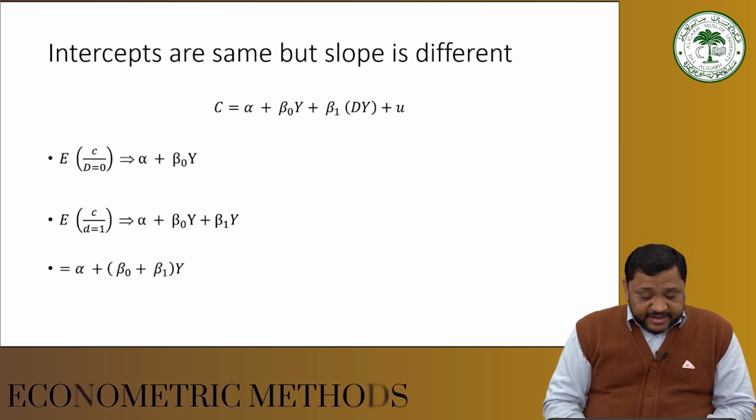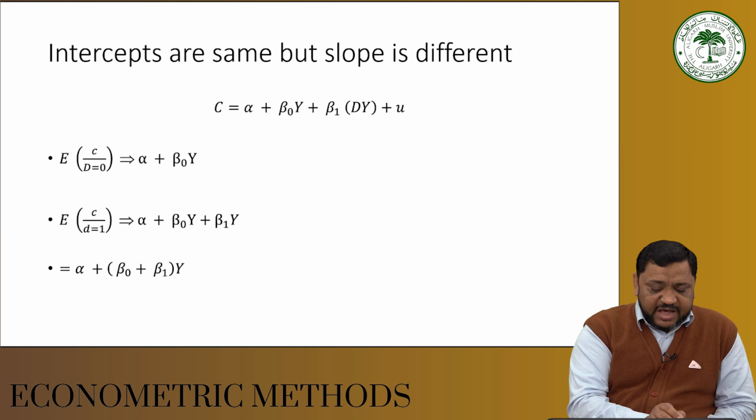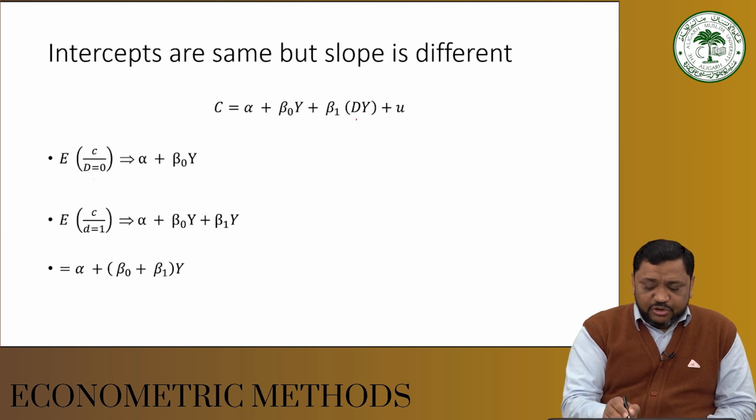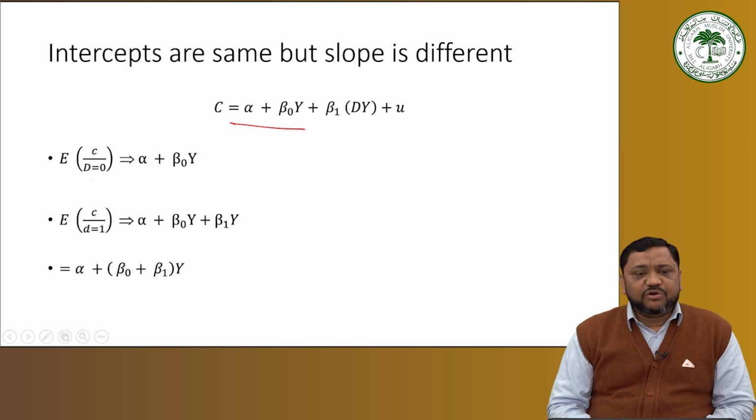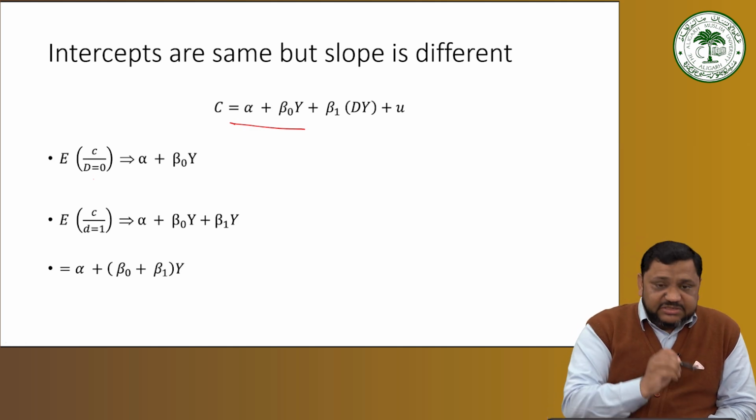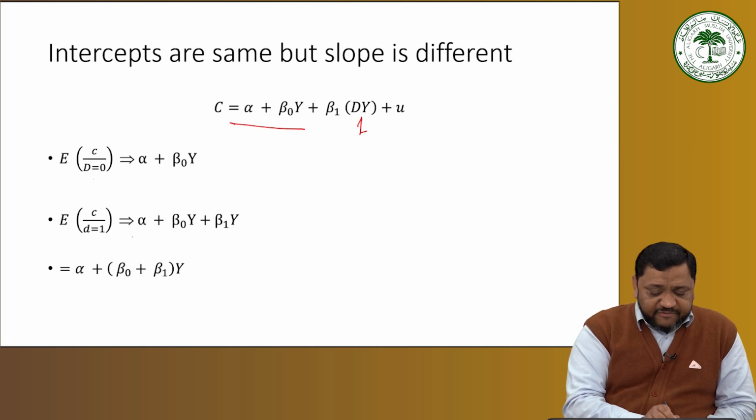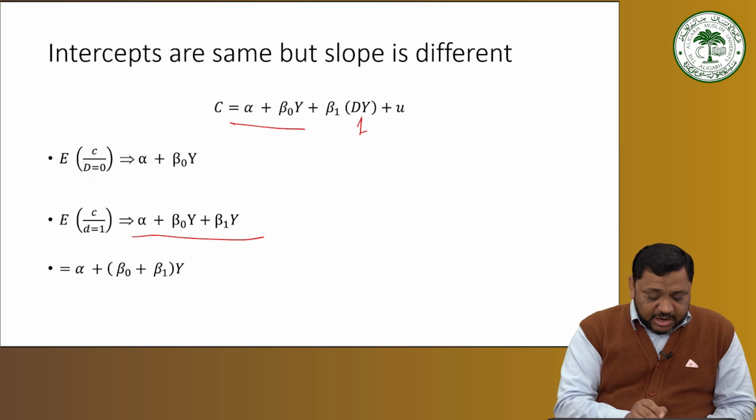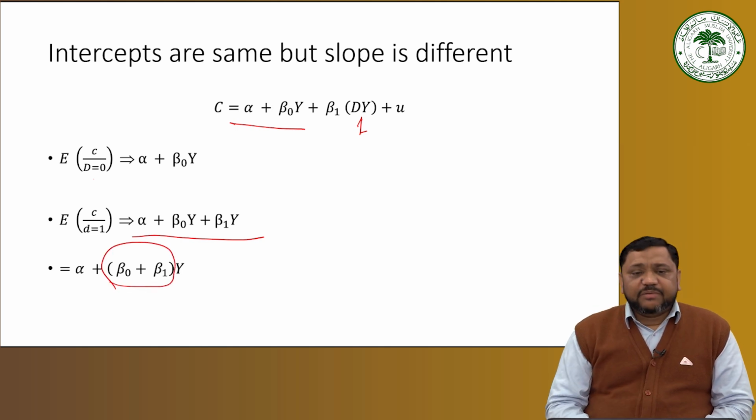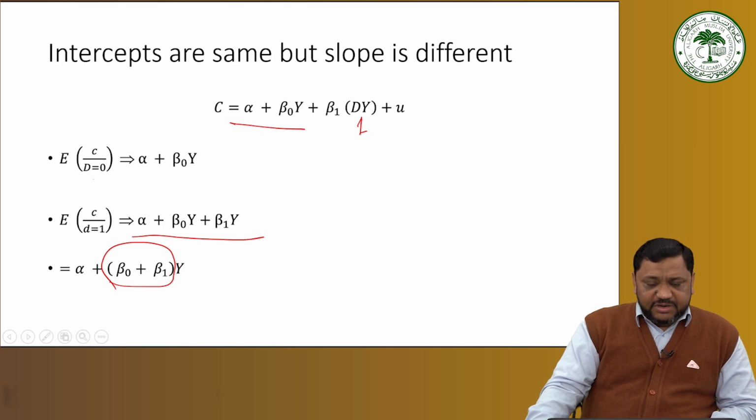Now the second case where the intercepts are the same for both the periods, but the slope is different. When d is equal to 0, you are left with alpha plus beta naught y. And when d is equal to 1, then this term will also come into play. So you have alpha plus beta naught y plus beta 1 y. You combine these two betas multiplied by y. So this is the case where the slopes are different.